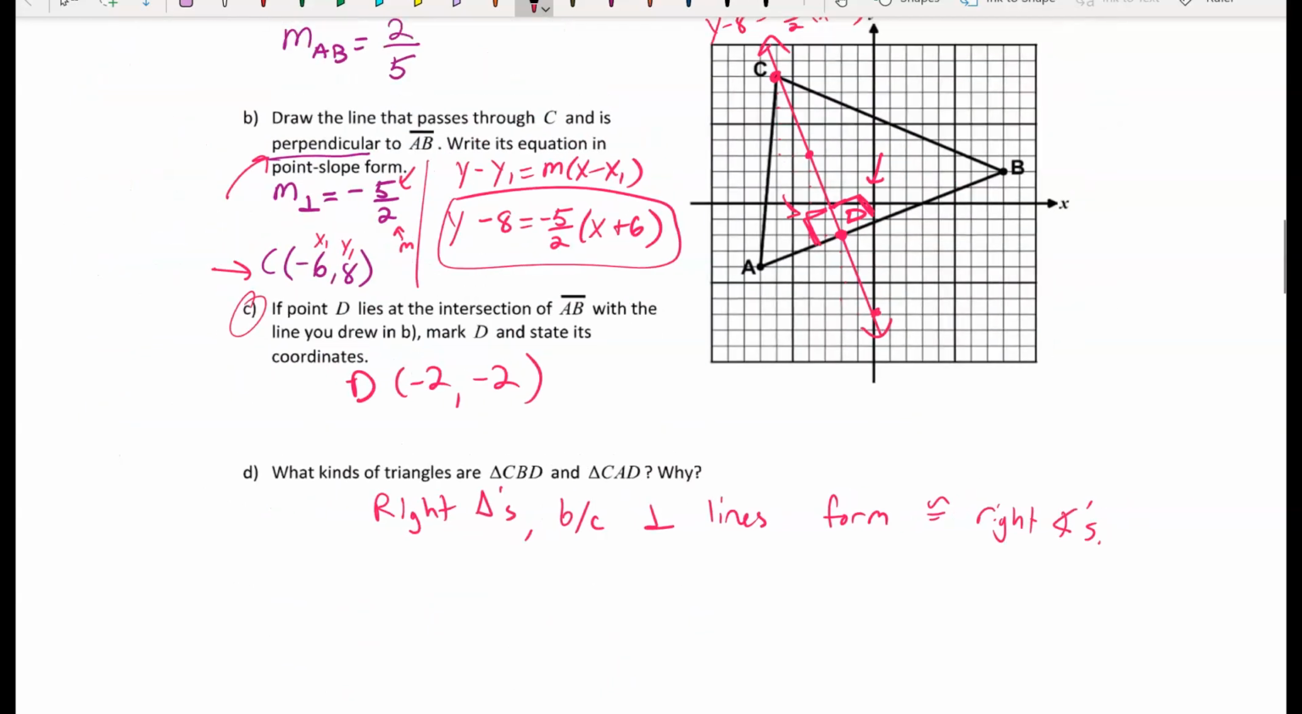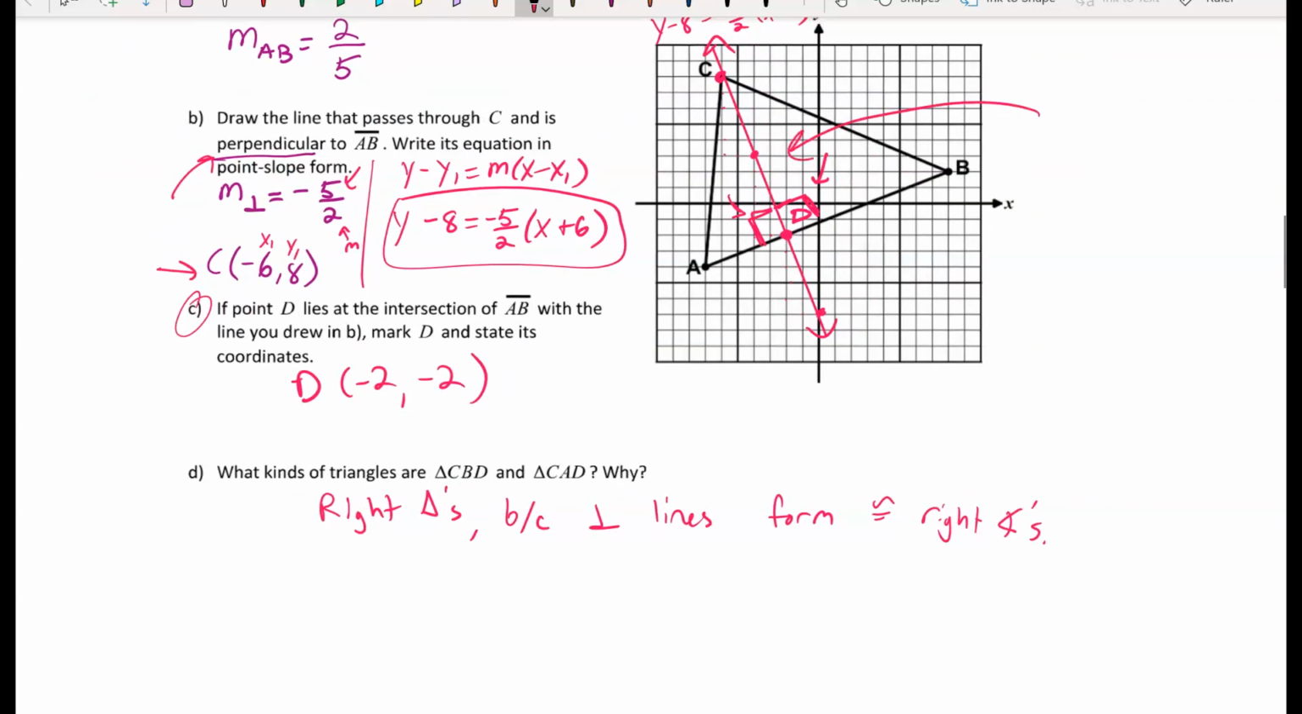So technically what I drew here, if you don't remember the vocab word for that, that's called the altitude of the triangle. It's just a line that goes from a vertex that's perpendicular or makes right angles with the opposite side there.